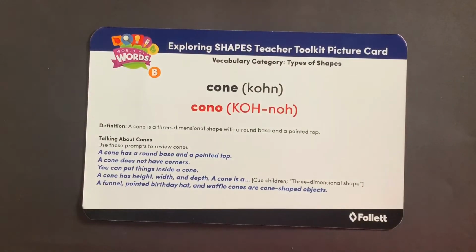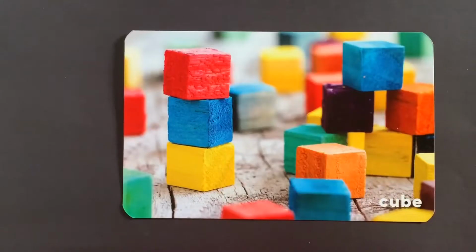A cone has a round base and a pointed top. A cone does not have corners. You can put things inside a cone. A cone has height, width, and depth. A cone is a 3-dimensional shape. A funnel, pointed birthday hat, and waffle cones are cone-shaped objects.